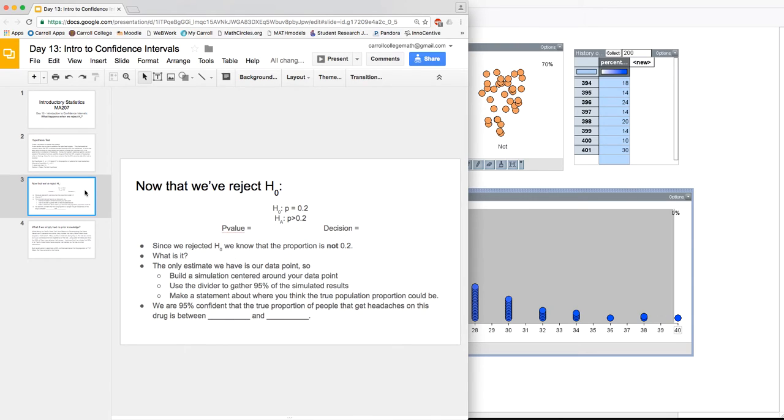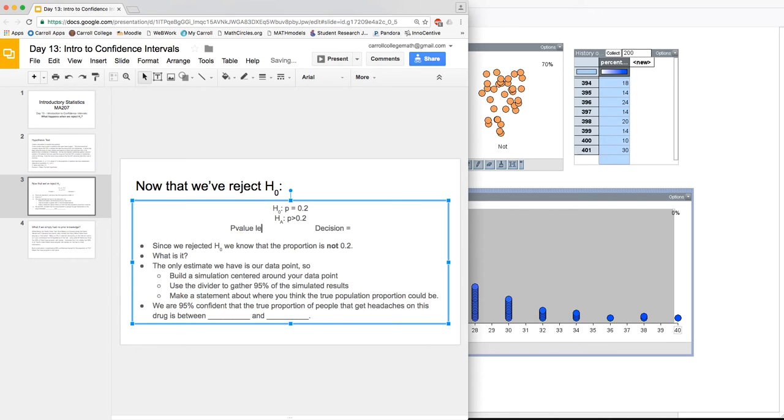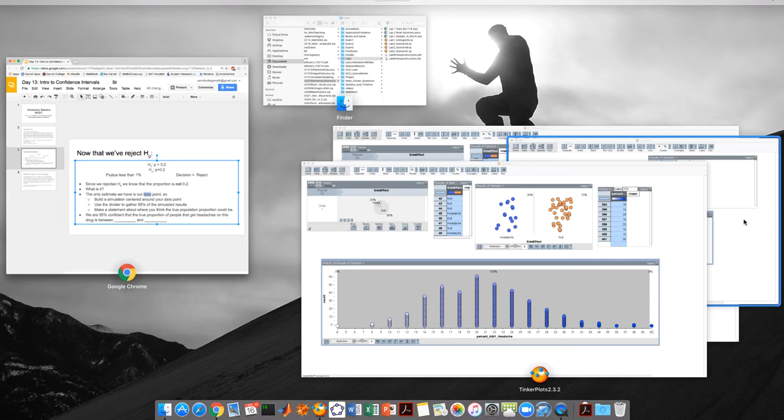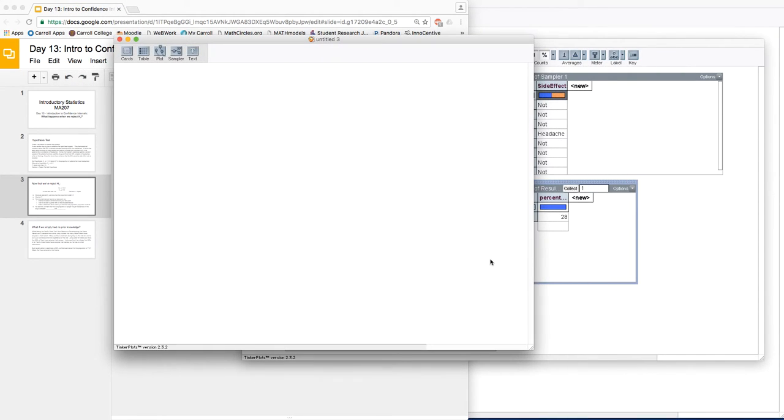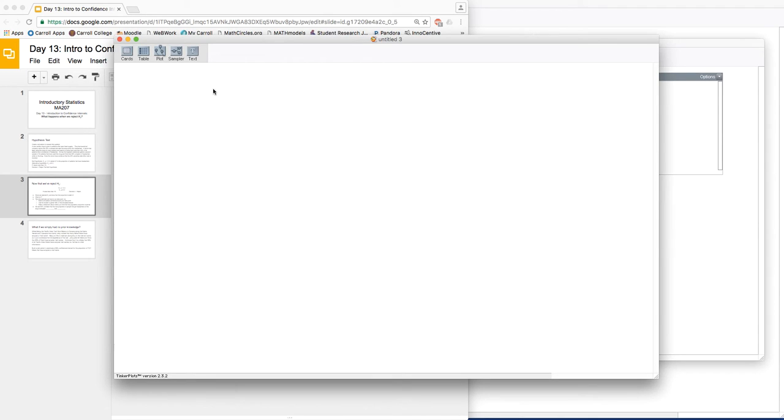Now something interesting can be done. Now that we've rejected the null hypothesis, our p-value was less than 1%, our decision was to reject. Well, we know that it's not 20%, but what is it? So the only way to do this is to make a point estimate based on our data, because our data point is now the only piece of information we have. So let's grab this again. I'm going to get myself a brand new TinkerPlots simulation. Here we are. And I'm going to build a new simulation, but now based on 40.